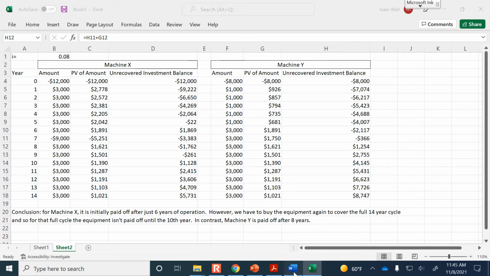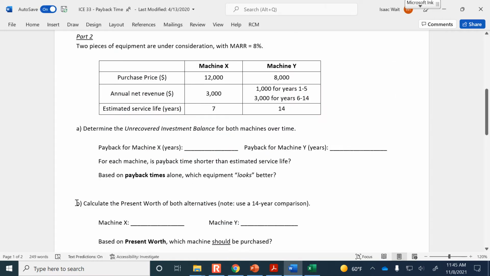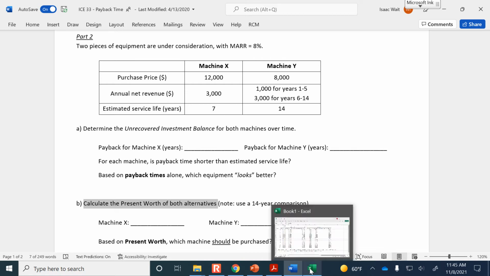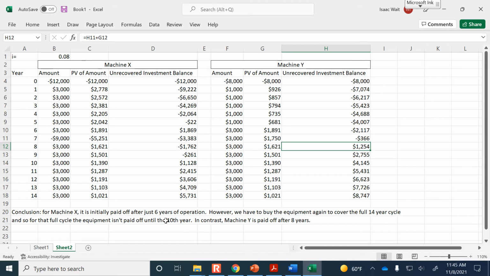Okay, now the last part is it says that we should calculate a present worth analysis for both machine X and machine Y. So let's find the present worth of each of these. There's a couple of ways we could do it. We could do the NPV function using just the raw amounts that haven't yet been converted, or we can just add up the PV of the amounts. I'll do that. So I'm going to do sum of PV.